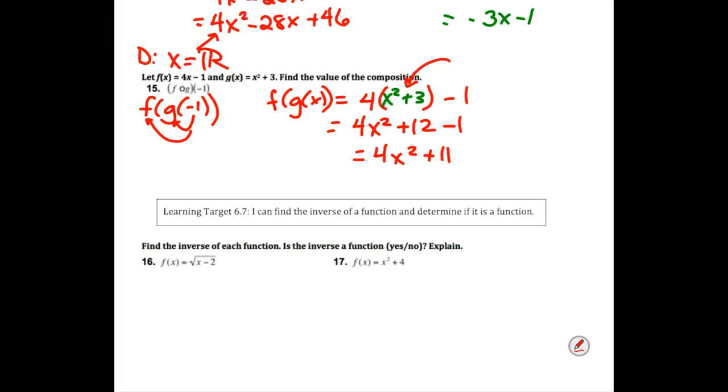Okay, so we can evaluate this for any x. There's no values that we have to worry about. They are asking us to find f of g of negative 1, which means we're going to put a negative 1 in here. Okay, so 4 times negative 1 squared plus 11. We end up with 4 plus 11. We should have 15 for our final answer. Okay with that? Okay.